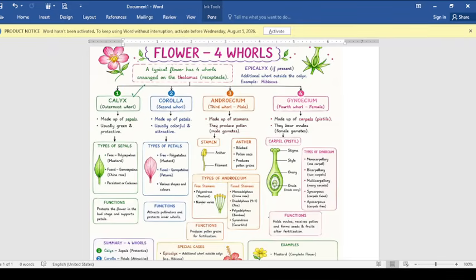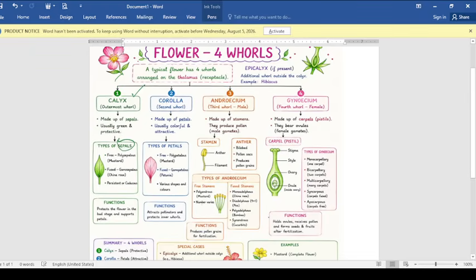So there could be two functions of the calyx. One, it is protecting the inner parts, and second, it is performing photosynthesis if it is green. Usually it is green in color, but in some cases, as in mustard, even the calyx turns yellow. That is called petaloid sepal. The unit of calyx is called sepal.